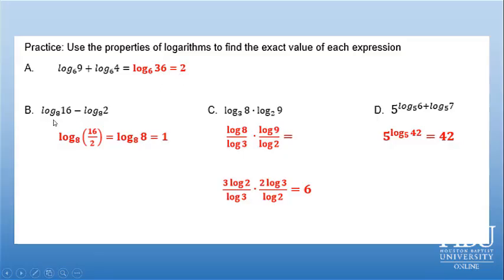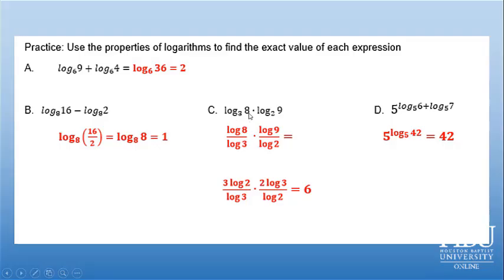If I have the log of 16 to base 8 minus the log of 2 to base 8, I can use the quotient property. That would be the logarithm of 16 divided by 2 to base 8. 16 divided by 2, of course, is 8, and the logarithm of 8 to base 8 is going to be 1. The next problem is a little more complicated.